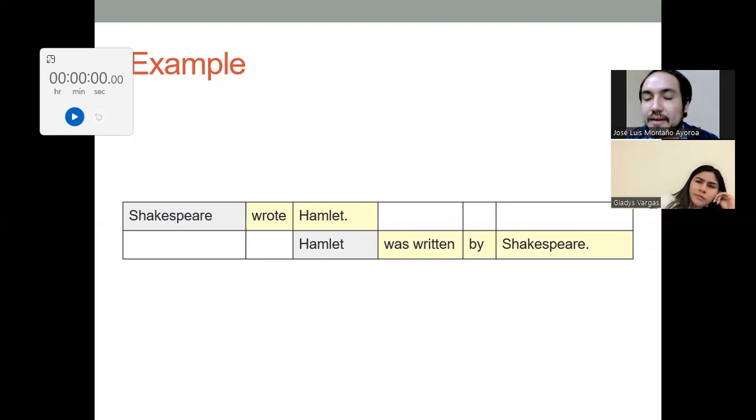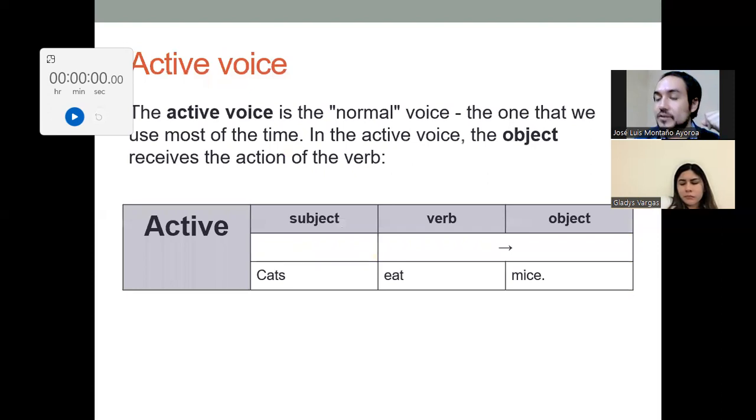Doing an action. Exactly, right? In the past, so it is active, right? So if you do the action, it's active voice. So Shakespeare wrote Hamlet, that's active voice in past. And if you analyze the second one, Hamlet was written by Shakespeare, that is passive. Why? Because Hamlet is receiving an action, right? It was written by whom? By Shakespeare.